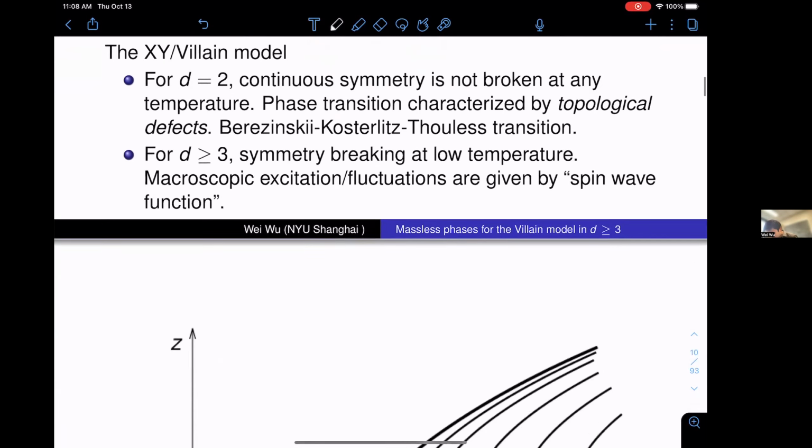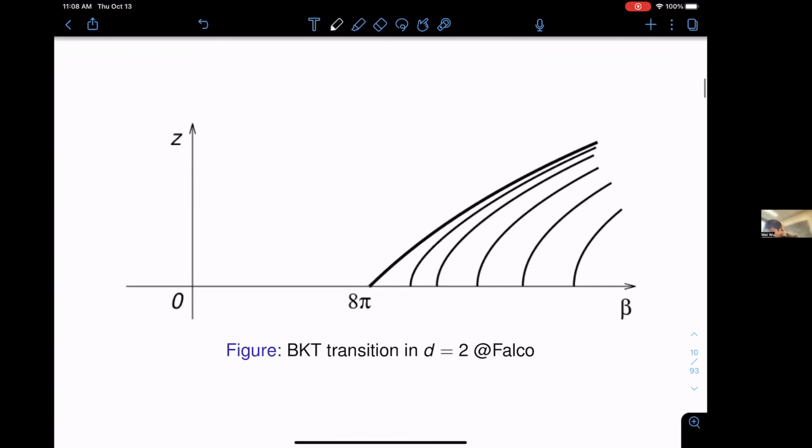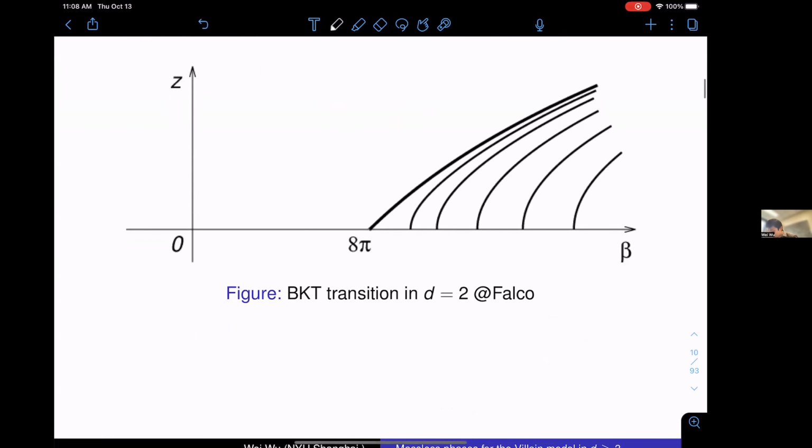Now, okay, so what is expected and what is known? This is a picture not for the XY and Villain model, but for a very related model, the Sine-Gordon model. For the Villain model, you can think of it as the z going to infinity limit there. And here is the predicted phase transition. Well, it happens for a 2-dimensional system.